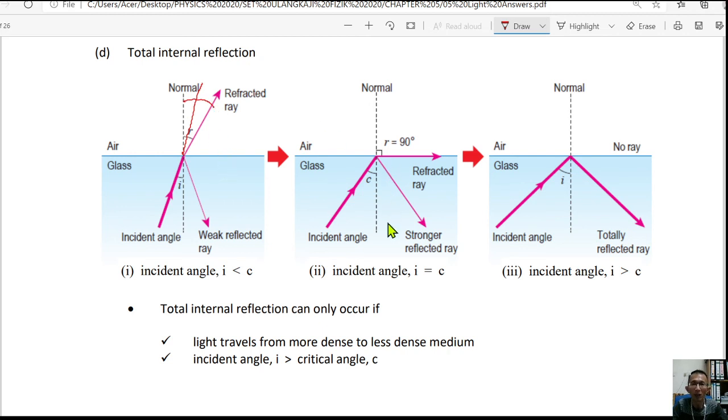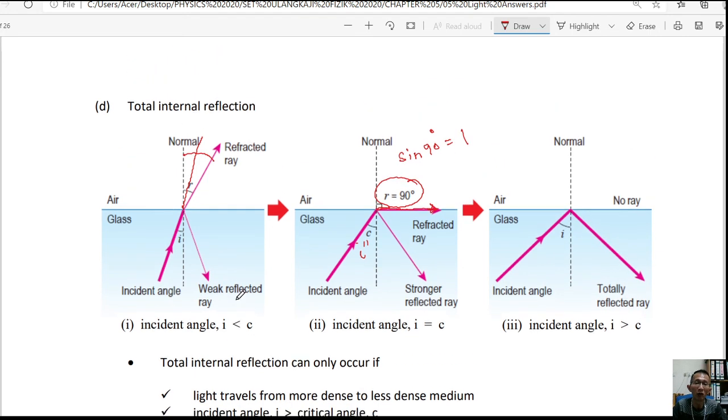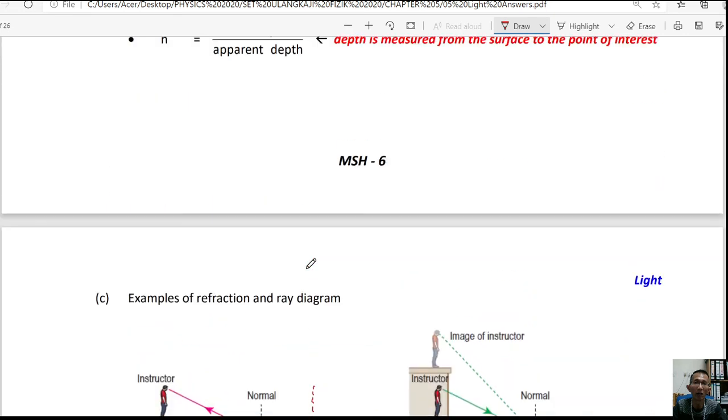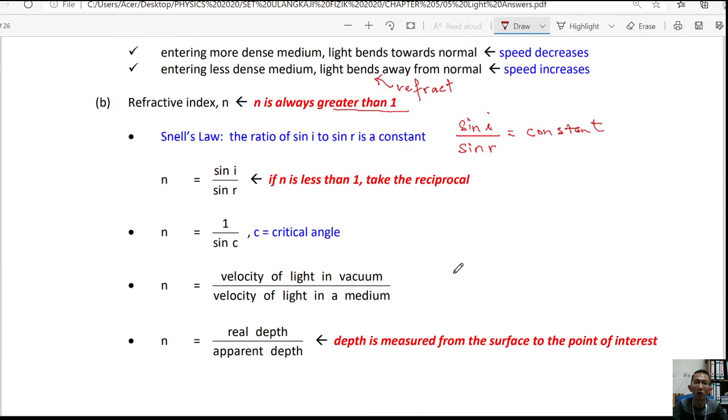But if my angle of incidence is equal to my critical angle, what happens? I will have the light being refracted parallel to the surface here, meaning to say that my angle of refraction is 90 degrees. If you take sine of 90, that will be 1, right? So that's why, up here just now, you can see that to calculate my refractive index, the formula is n equals 1 over sin c.